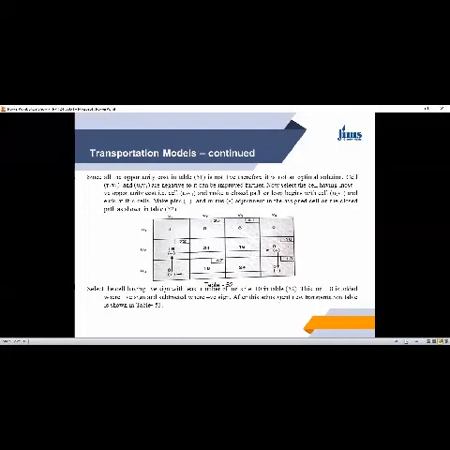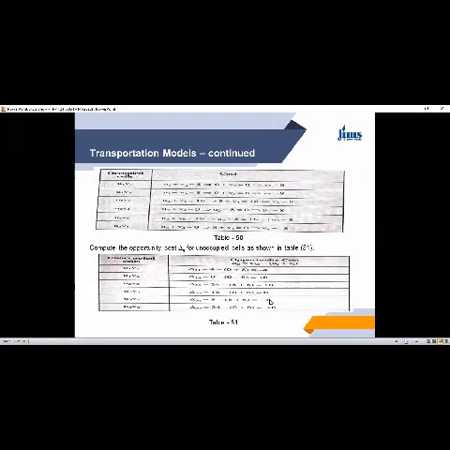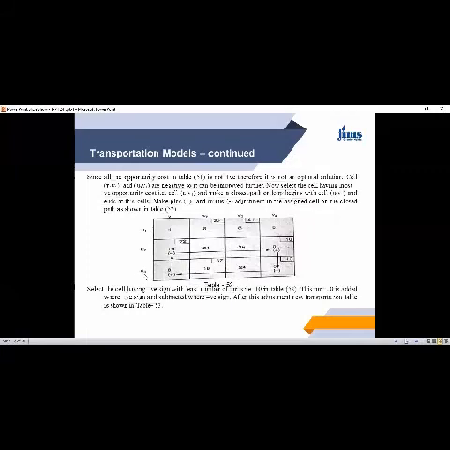So what you do, we start at the most negative value. Most negative value is minus 8 here, U3 V1. U3 V1, this is the most negative here. So we start from allocation here.